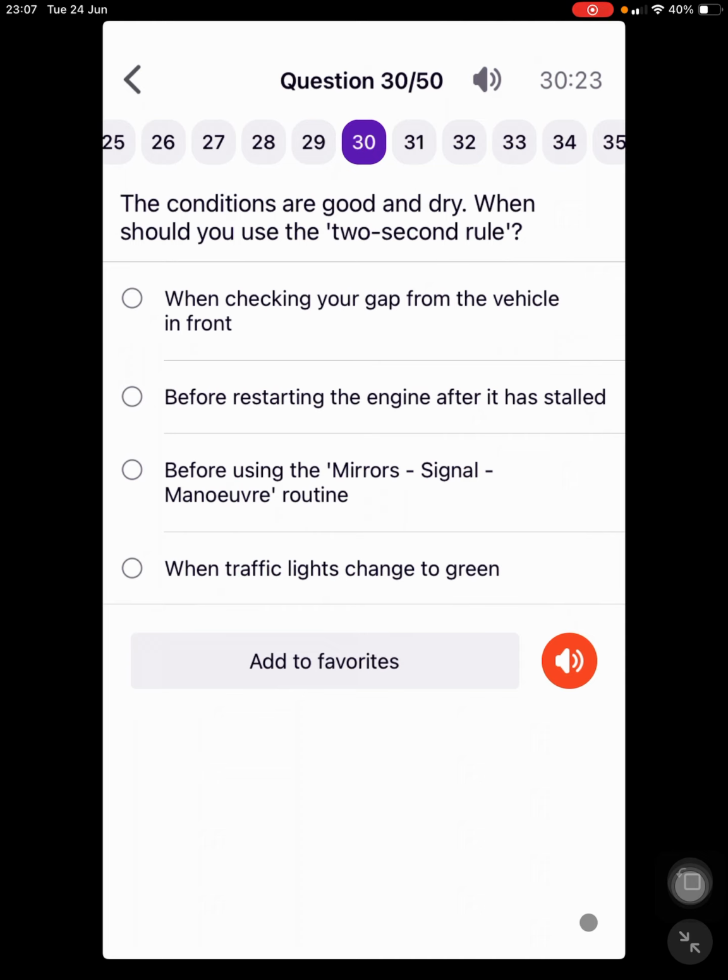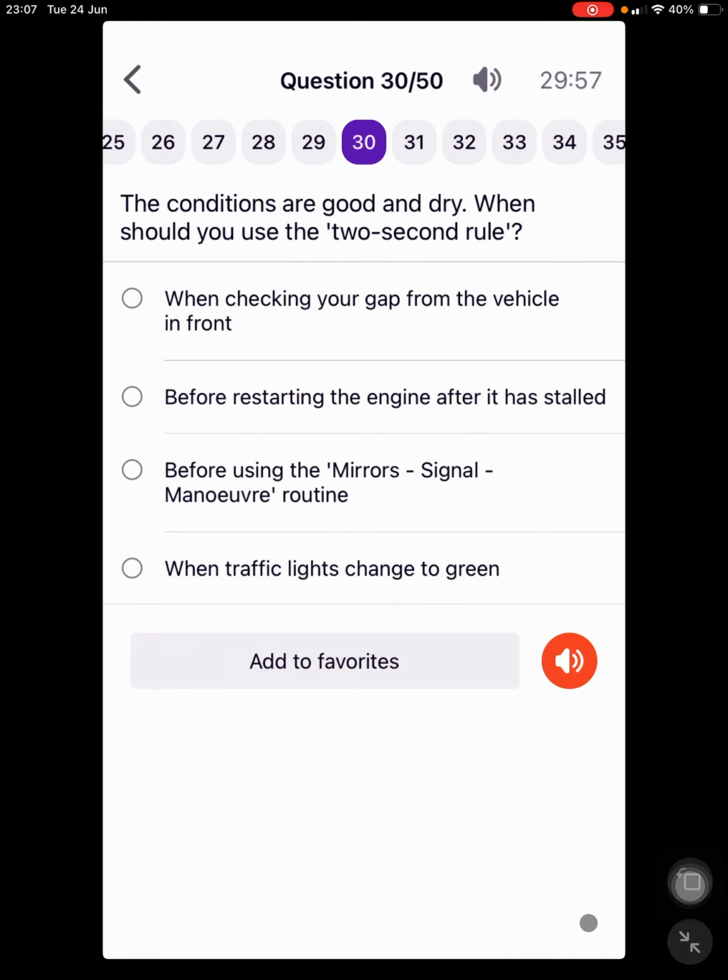The conditions are good and dry. When should you use the 2-second rule? When checking your gap from the vehicle in front. Before restarting the engine after it has stalled. Before using the mirrors, signal, maneuver routine. When traffic lights change to green. The conditions are good and dry. When should you use the 2-second rule?